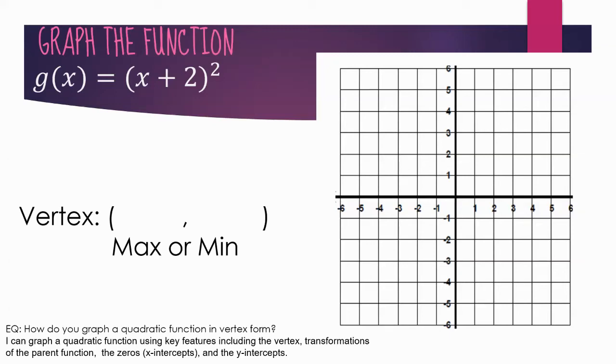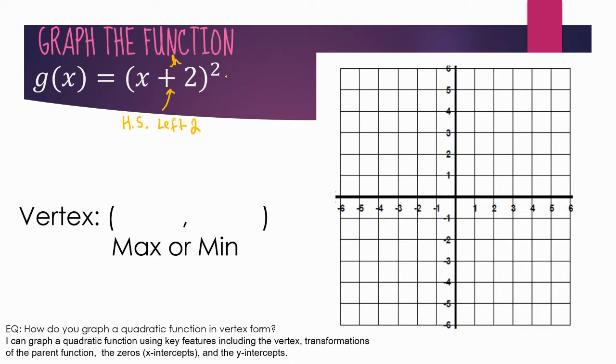All right, hopefully you tried this one all by yourself. So this time we're going to go a little bit faster. And once again, make sure you look at the vertex. We know that this is going to be our H, and it always does the opposite. So it's going to be a horizontal shift left 2.